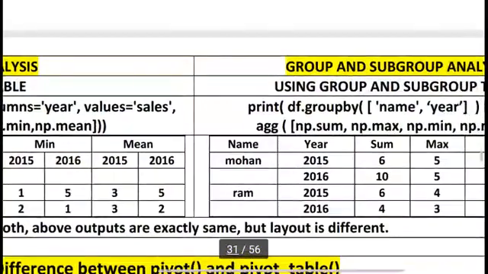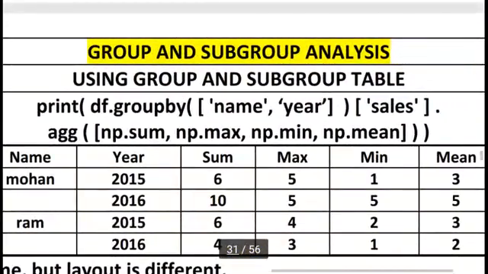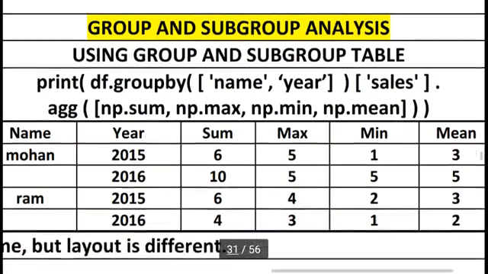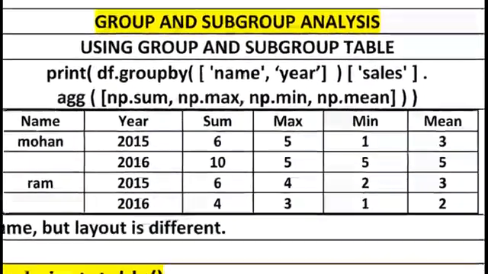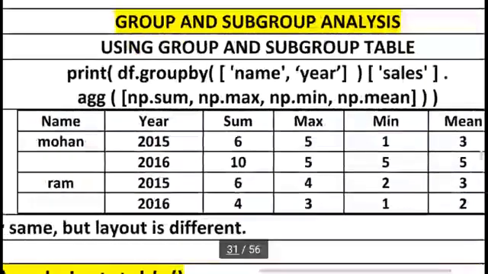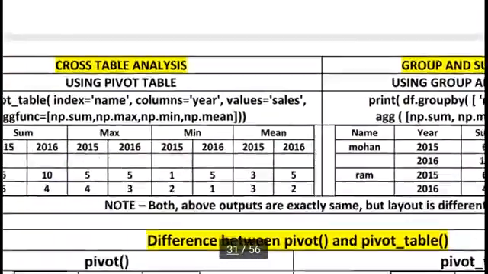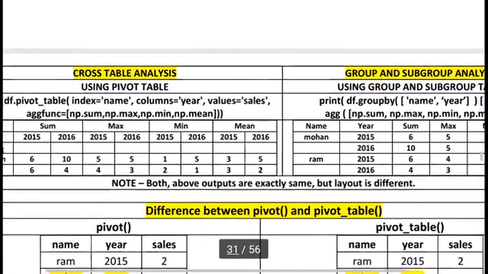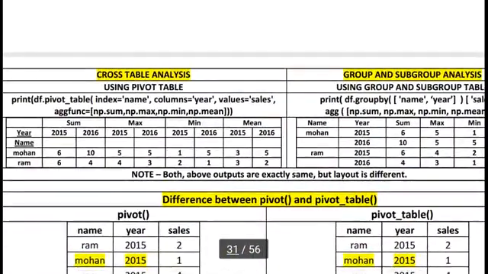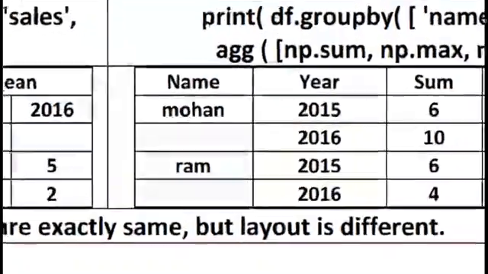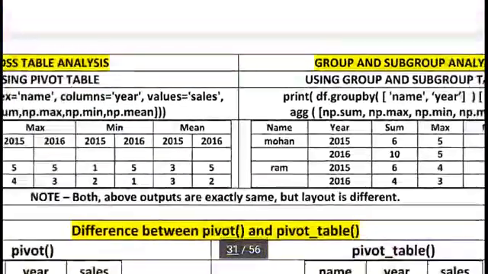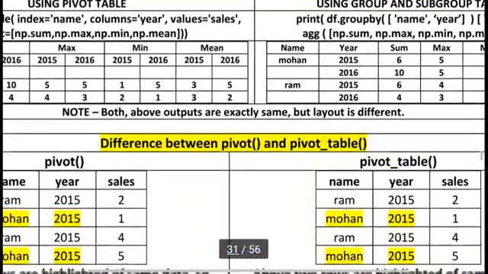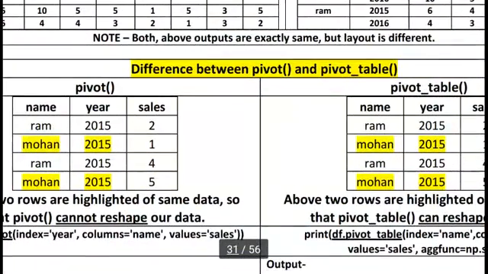But when we use df dot groupby, here we use group, then subgroup, then numerical column name, and then we select the aggregate function of this numerical column. So you can see the layout is different, but the output value is same. So we have two options, we can use pivot underscore table or groupby, but always keep in mind the syntax is different.